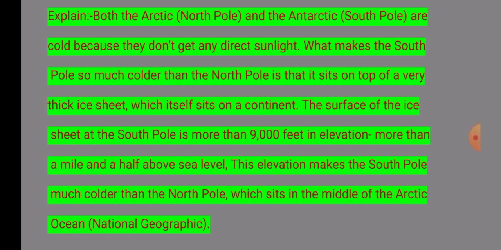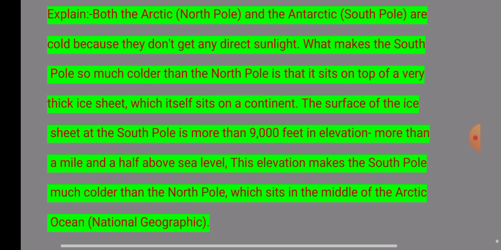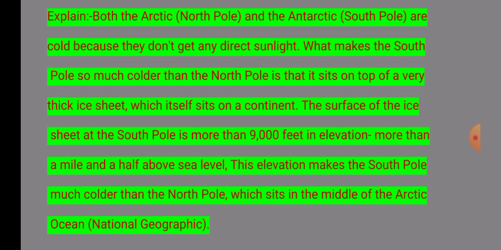What makes the South Pole so much colder than the North Pole is that it sits on top of a very thick ice sheet, which itself sits on a continent. The surface of the ice sheet at the South Pole is more than 9,000 feet in elevation, more than a mile and a half above sea level. This elevation makes the South Pole much colder than the North Pole, which is in the middle of the Arctic Ocean. National Geographic. Next question.